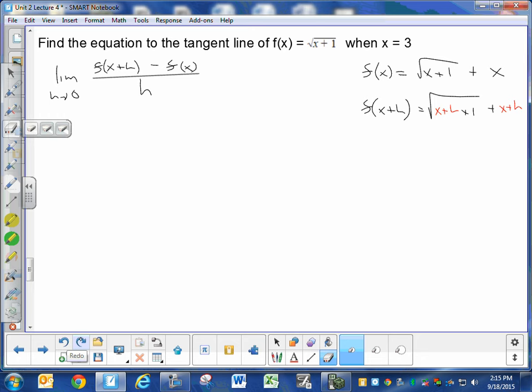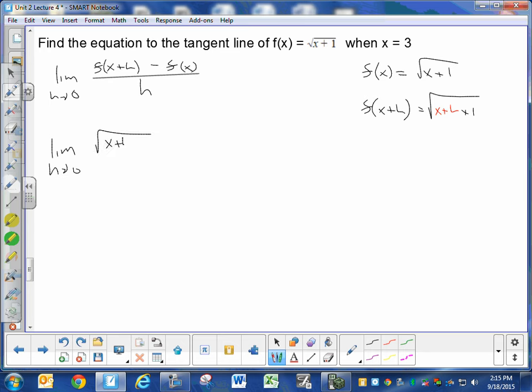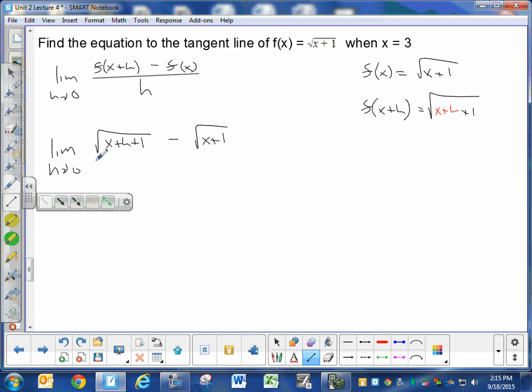Okay, now that we have that, we're going to go ahead and plug it into my magical formula that we generated. We have the square root of x plus h plus 1 minus square root of x plus 1, over h.